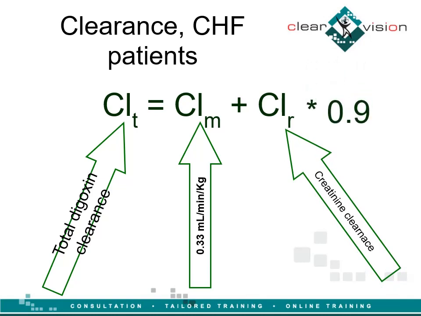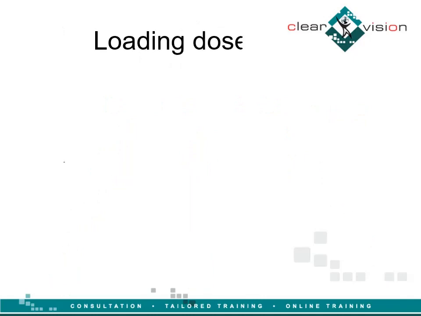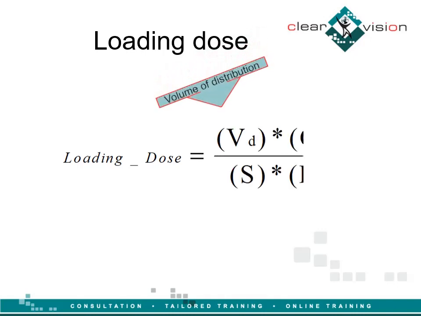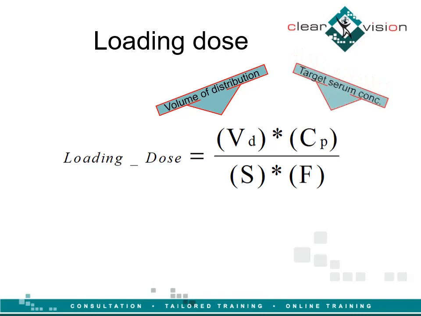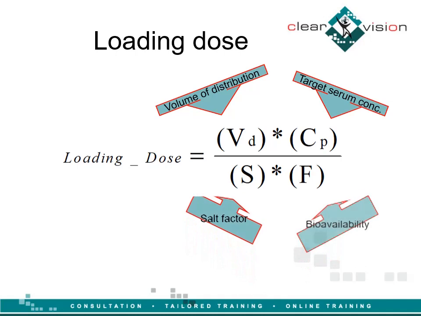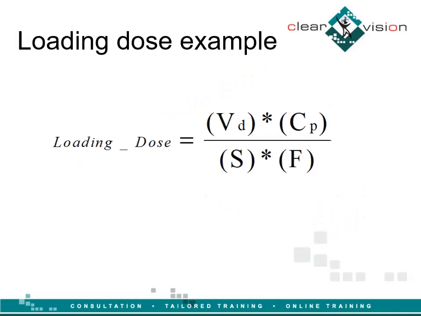so we multiply creatinine clearance by 0.9. Loading dose for digoxin can be calculated using this formula, which is equal to volume of distribution multiplied by target serum concentration divided by salt factor multiplied by bioavailability. Let's assume we would like to calculate loading dose for a 70 kg patient to achieve a target serum concentration of 1.5 microgram per liter. Let's assume we will use digoxin tablets.